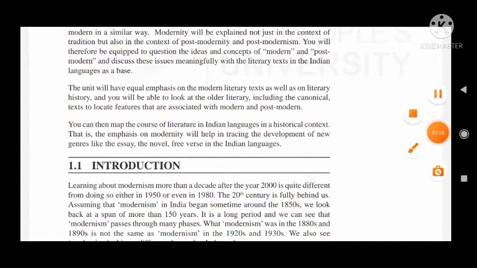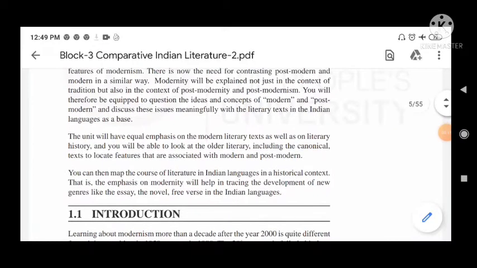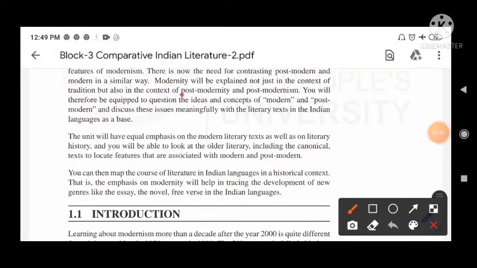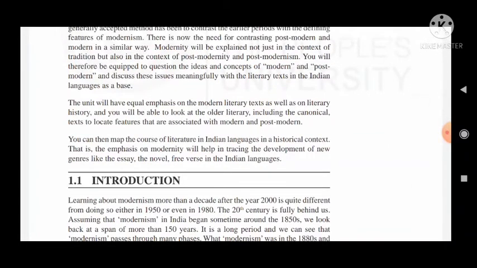Here the main key points are modern and postmodern: postmodernity, postmodernism and modernity. All these things we will discuss here, the modern and postmodern, and discuss these issues meaningfully with the literary text in the Indian languages as a base.